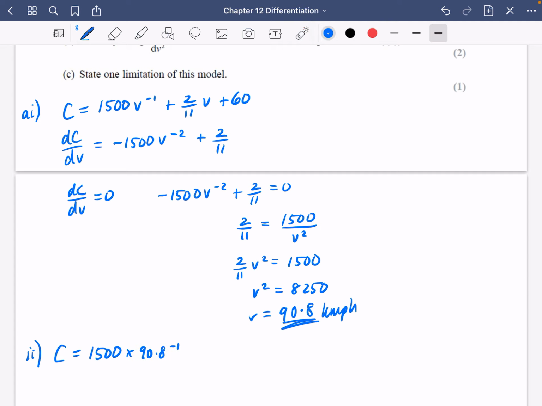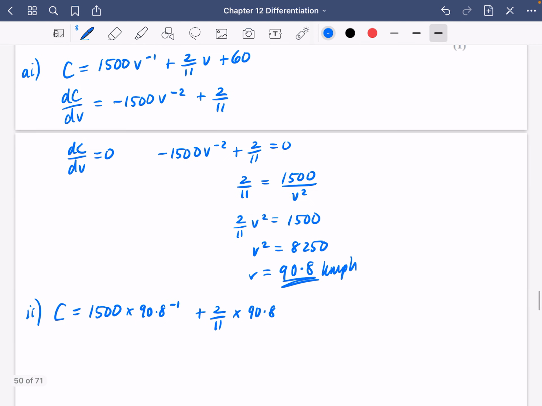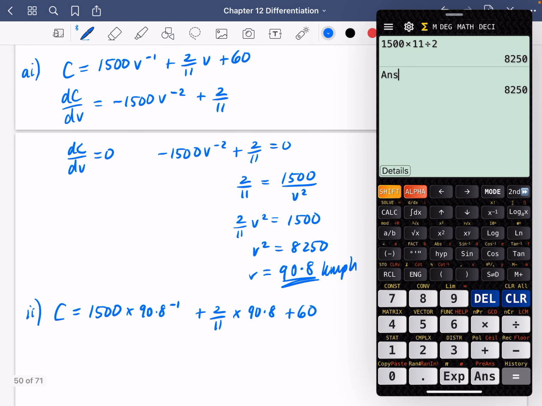I'm just using this formula here, plus 2/11 multiplied by 90.8, plus 60. Now I'm actually going to try and use the version of my number that I've got in my calculator. So it's the square root of 8,250. I'm going to leave that so that this value here is the more accurate one that I've got stored in my calculator as 90.8295.